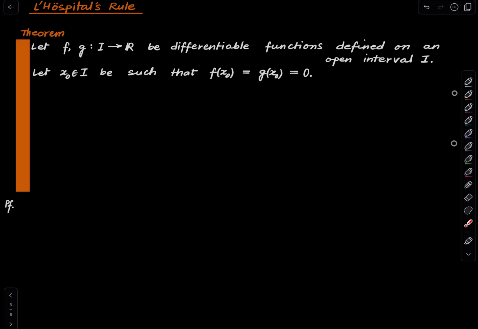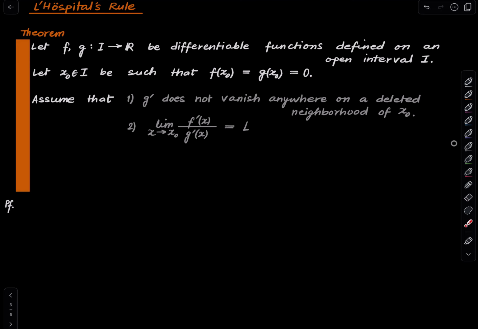So let's state the formal theorem and at least give some pointers to the proof. I won't be doing too much detail. So start with two differentiable functions defined on an open interval I. So I is assumed to be an open interval and x naught is a point in the open interval. Suppose both the functions vanish at that point. Further assume that the derivative of g does not vanish anywhere on a deleted neighborhood of x naught.